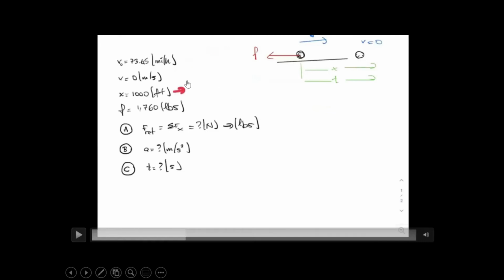I'm not sure why. Miles per hour to meters per second, feet to meters. Those are the conversions. You need pounds to newtons, so that needs to be done. All right, miles per hour to meters per second, obviously, is whatever we had before, 32.8 meters per second. 1,000 feet to meters is going to give you about 300 meters.